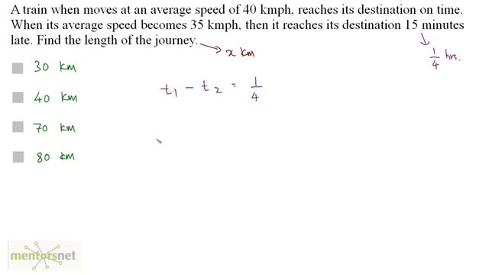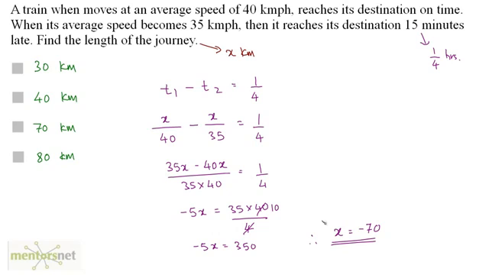Now what is t1? t1 is the time taken when the train moves at the speed of 40 km per hour. Time is distance upon speed. So distance is x upon speed is 40, minus the time t2, which is the time taken when the average speed is 35 km per hour. So again distance is x upon speed is 35, is equal to 1 by 4, the difference between these two times. Now you can calculate the value of x.